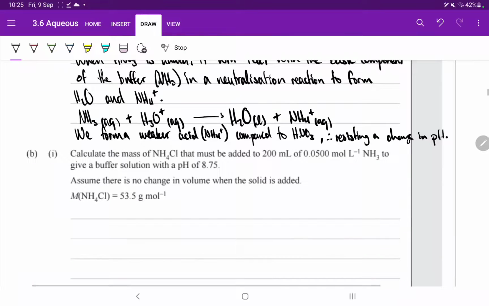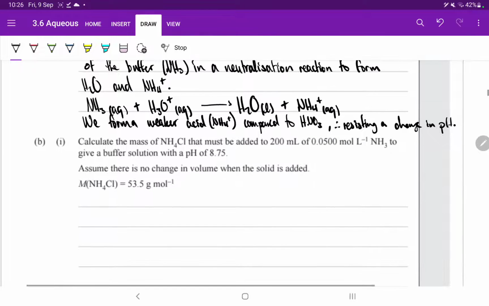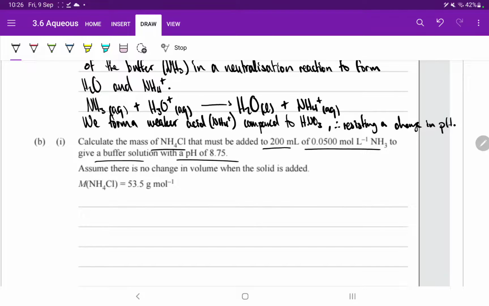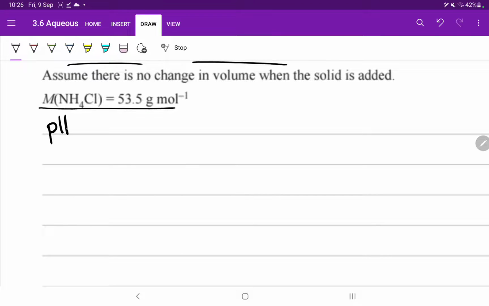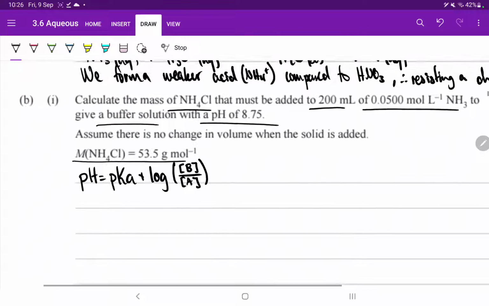Next question, it's a calculation. Calculate the mass of ammonium chloride that must be added to 200 mL of 0.05 mol per liter ammonia to give a buffer solution with a pH of 8.75. And we're given the molar mass. Here we want to start off by using the Henderson equation, that is pH equals pKa plus log of concentration of base divided by concentration of acid, right?